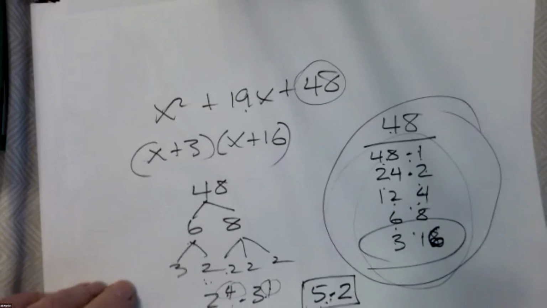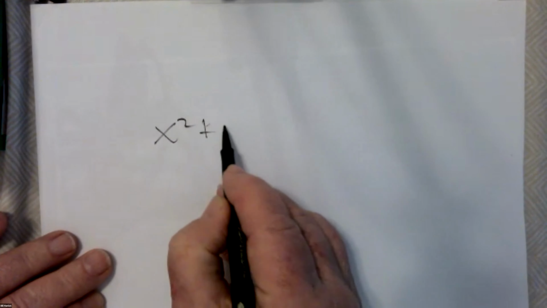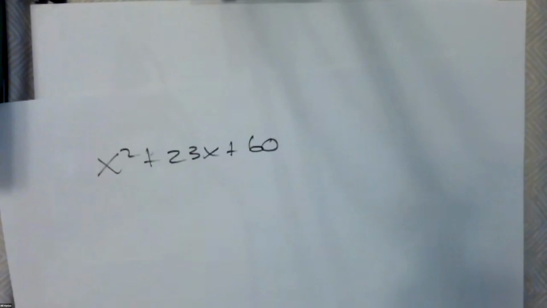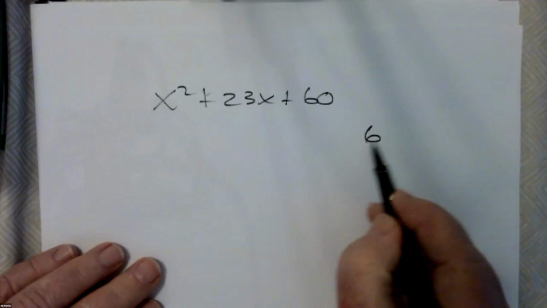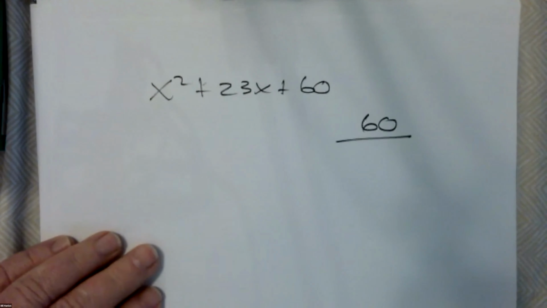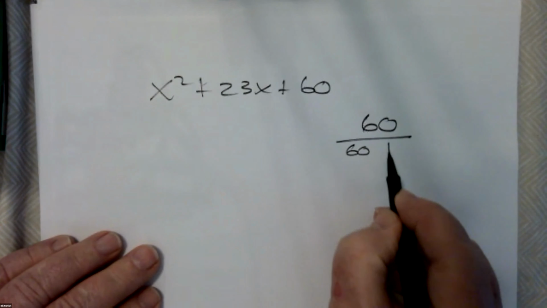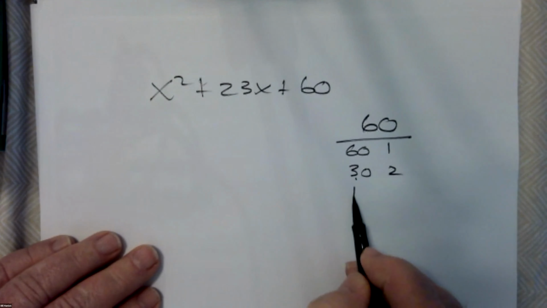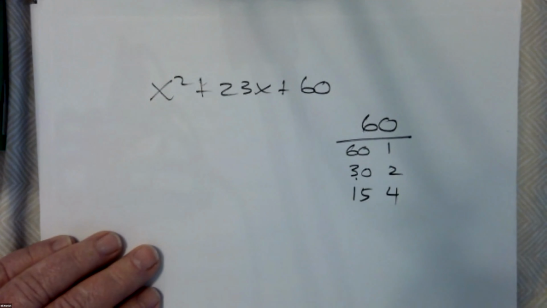So let me give a different one. Let's say I have a problem like x squared plus 23x plus 60. Now I know some of you can factor that very quickly in your head, but if you're looking for a systematic approach to finding the factors, that's 60 times 1, divide by 2, which is 30 times 2, divide by 2, which is 15 times 4. I can't divide by 2 anymore, so my next prime number is 3.